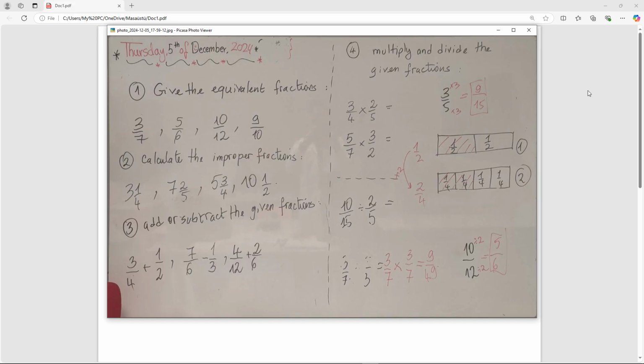Give the equivalent fractions. Now we have these fractions. What is equivalent of a fraction?